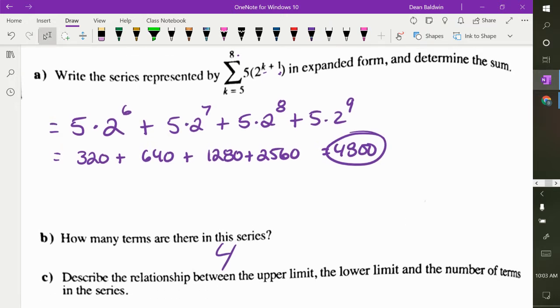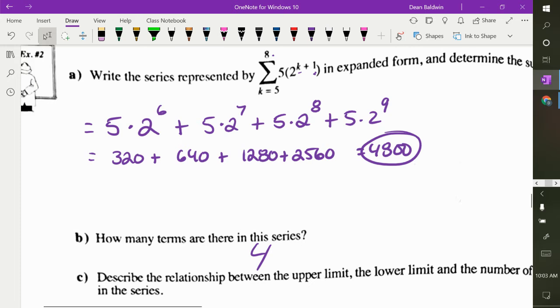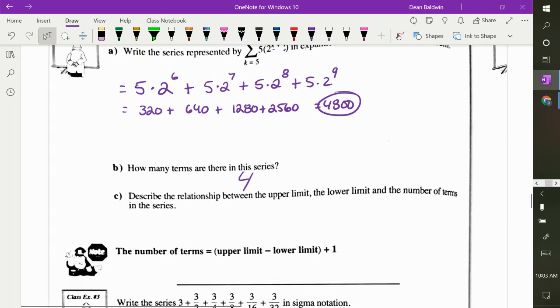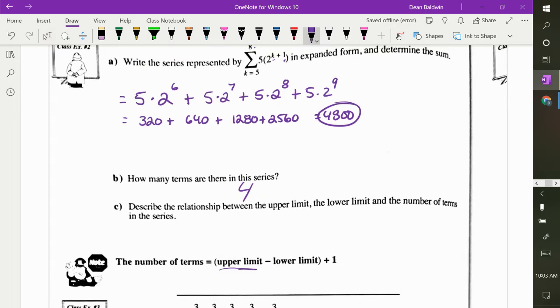So to get the number of terms, the formula is right at the bottom there. 8 minus 5, the upper limit minus the lower limit, and then you add 1. That's how you find the number of terms.